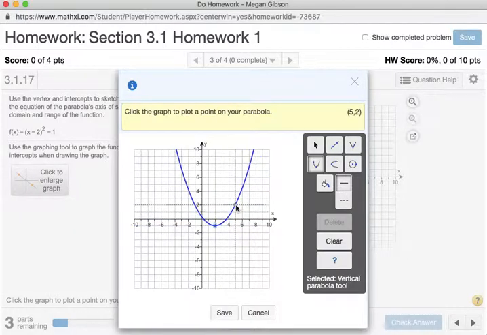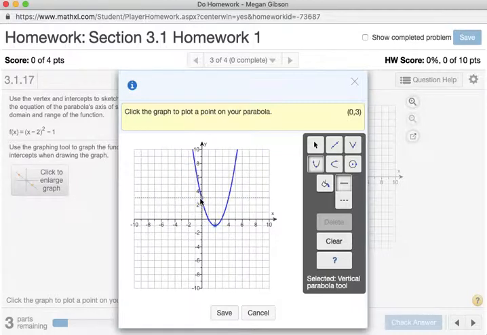And then you see as I move around here, it puts different parabolas on the grid. So wherever I click on the second point, it's going to plot that nice parabola shape down here. I don't have to draw anything, so this is really nice. So the question is, where do I plot that second point? Well, I need to plug in 0 for x, and I can see that if I do that, my y-intercept is going to be 3.